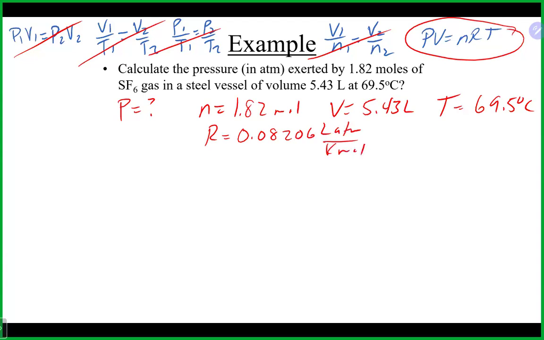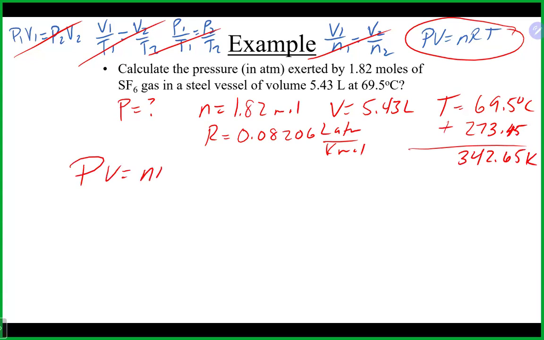So really, we're good to go. We just want to make sure that we do have everybody in the proper units. Volumes here in liters, so that's good to go. Moles are in moles, so that's good to go. But very commonly as well here, our temperature is not good, so we do need to convert it to Kelvin, and that's going to give us 342.65 Kelvin.